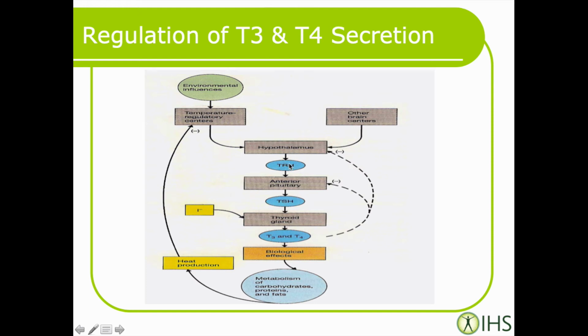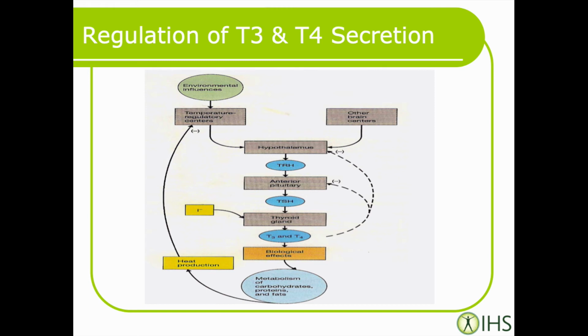TRH is stimulated and released in response to, let's say, temperature changes or other activity from other brain centers. TRH is released and binds to receptors in the anterior pituitary. This then triggers production of TSH. TSH travels in the blood to the thyroid gland. It stimulates the production of T3 and T4 in the thyroid gland. They're stored as thyroglobulin, and then they're released when necessary.